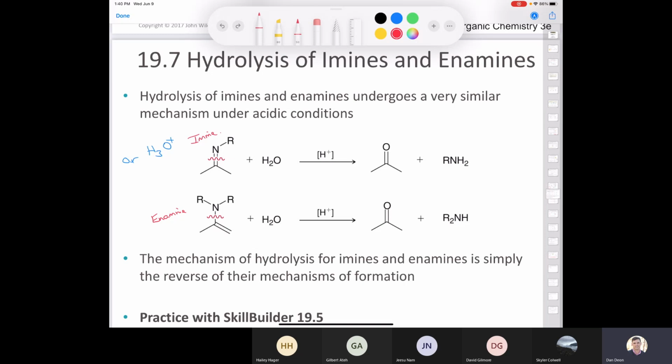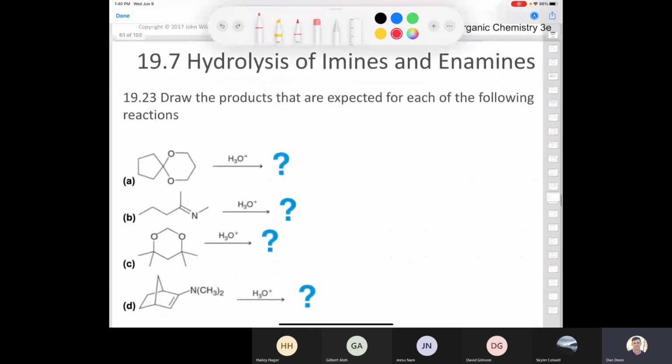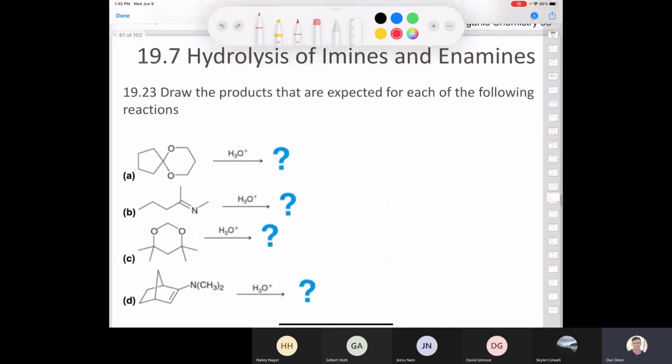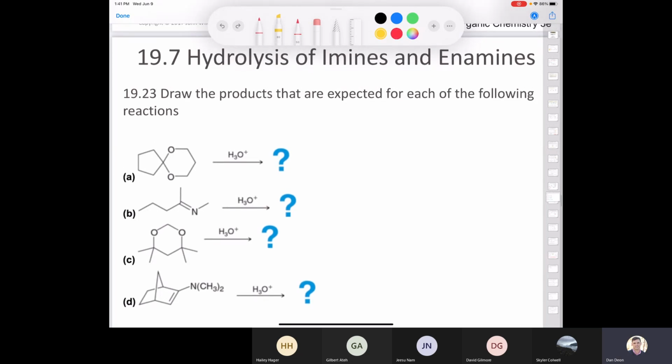So with all that in mind, I want to take a look at a problem that involves some acetals, involves an imine and an enamine. So what we're doing in all of these is just the hydrolysis, okay? So you see how every single one of these has the same reaction conditions, just dilute acid. The first one, we have an acetal. The second one, we have an imine. In this one, we have another acetal. Okay, and in this one, we have an enamine.